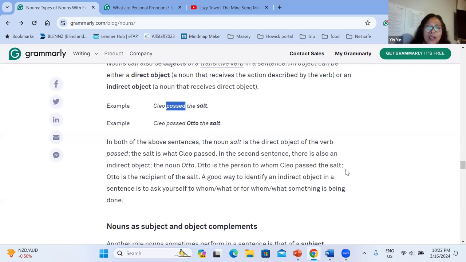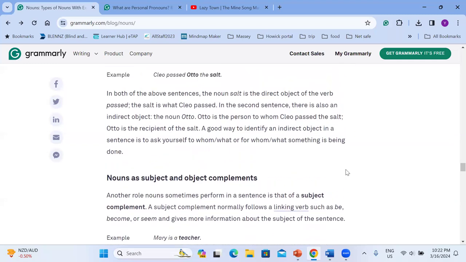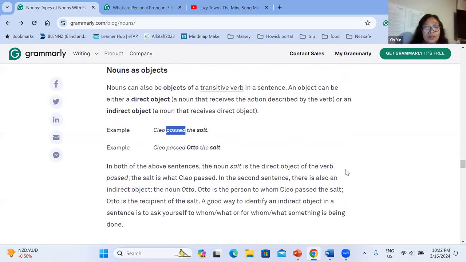A good way to identify an indirect object in a sentence is to ask yourself to whom, what, or to, for whom, what something is being done. So that is the indirect object. The verb needs a direct object. Okay, the direct object and indirect object.